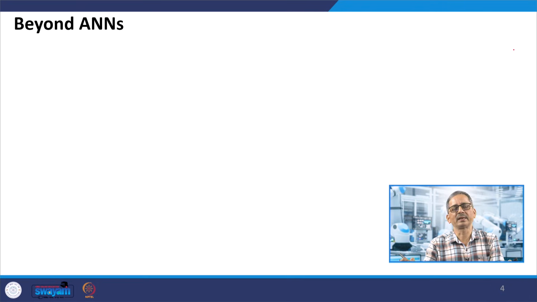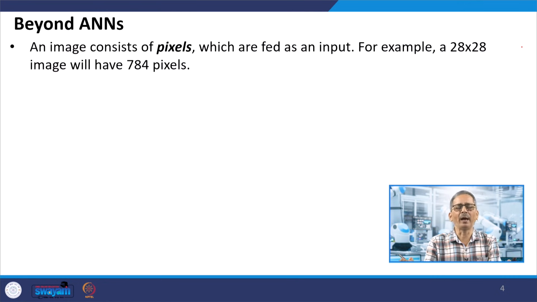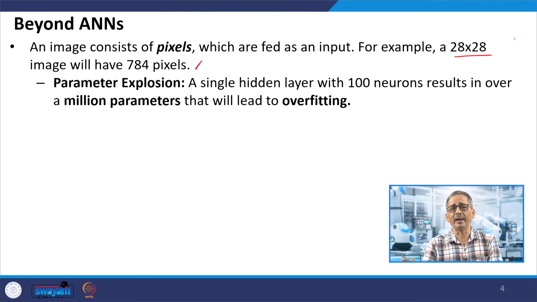In the previous lectures we have studied the artificial neural network. So, what else beyond the ANN? If I am dealing with an image, an image consists of pixels, as all of you know, and these are fed as input. For example, a 28 cross 28 image will have 784 pixels. If we are going to use ANN for this purpose, we are going to have the parameter explosion.